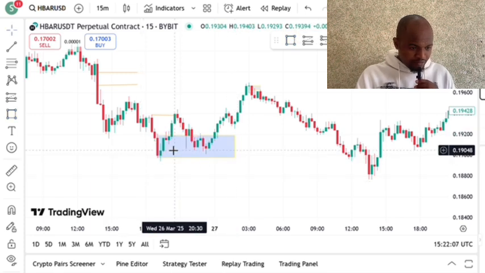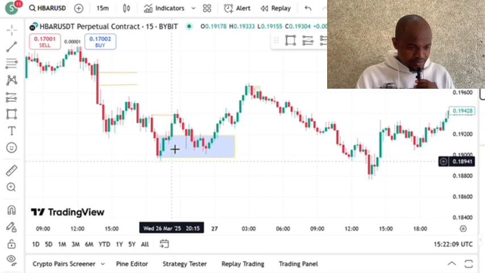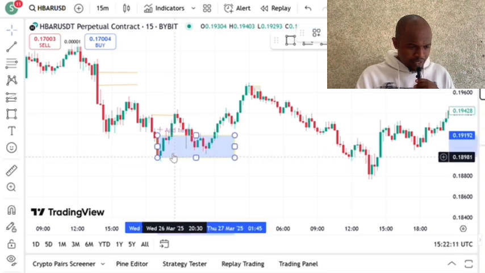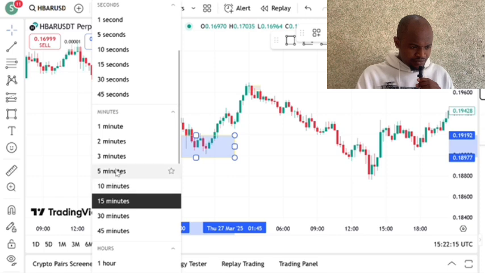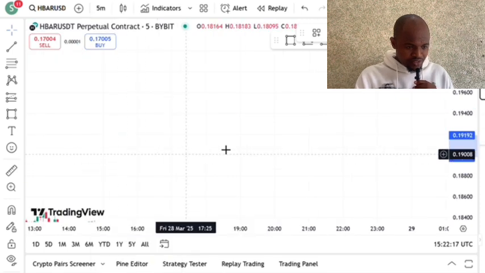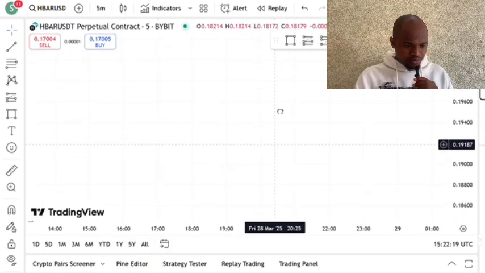All right, but if I'm to fine tune that, I'll quickly go to 5 minutes time frame and fine tune it, just to make it finer, so that it will be more effective.